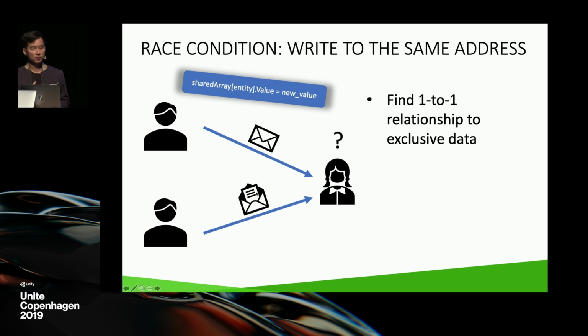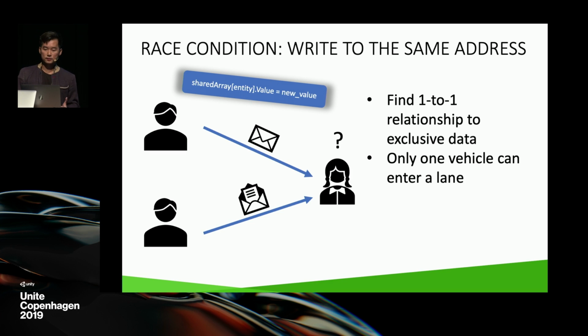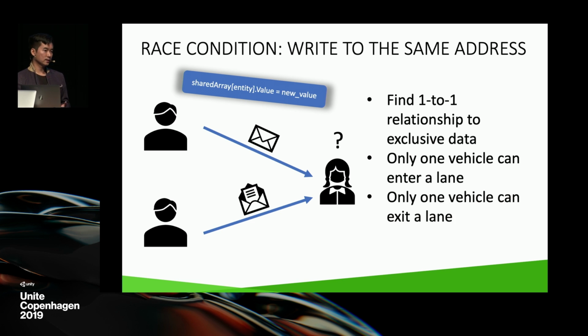The trick to avoid this is to look at your simulation, at your setup, and try to figure out all the one-to-one relationships that your entity data have. For example, in the traffic simulation setup that we designed, only one vehicle can enter a specific lane. Only one vehicle can exit a lane. This means if you write a job to iterate on every vehicle, you are sure that you can write into the lane that it is about to enter or exit, because there's a one-to-one relationship here. There will be no collision.